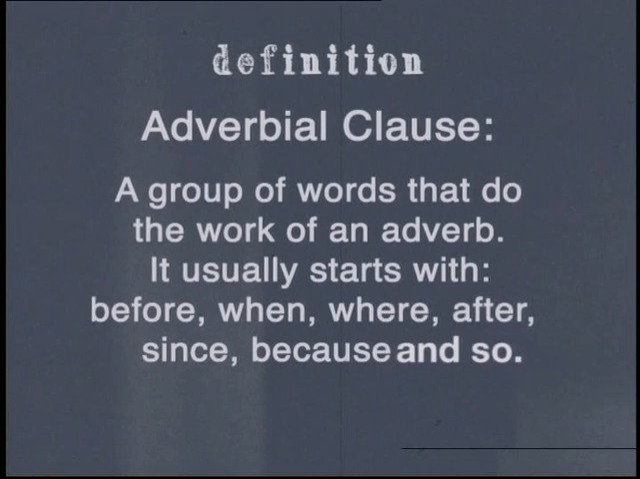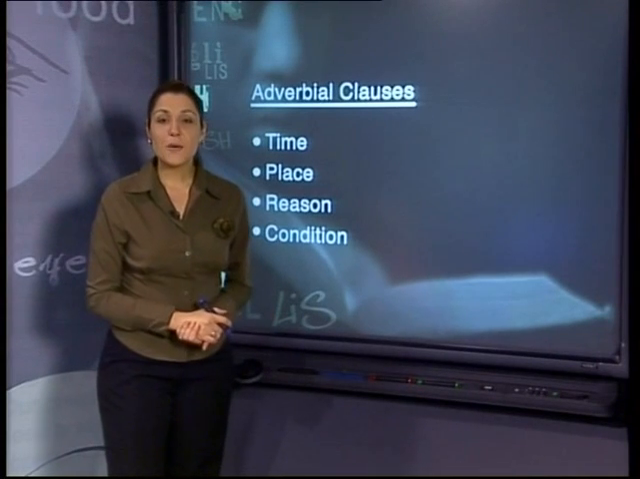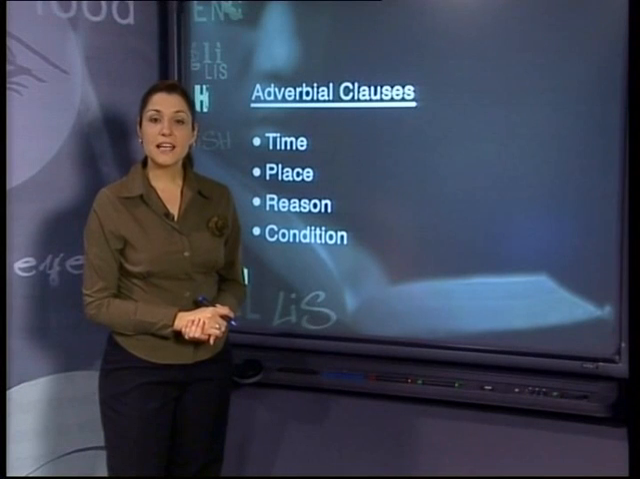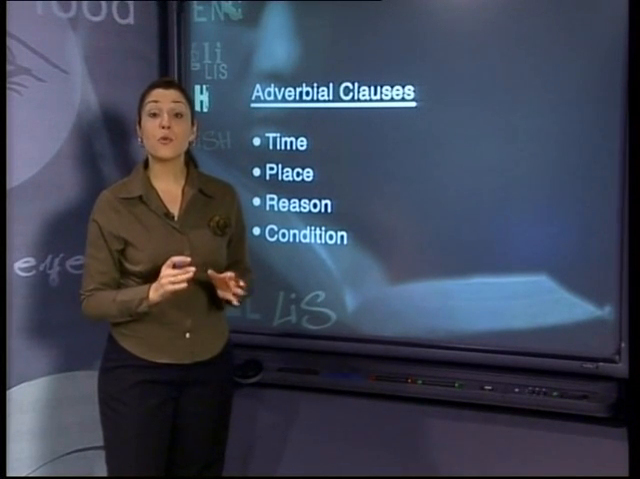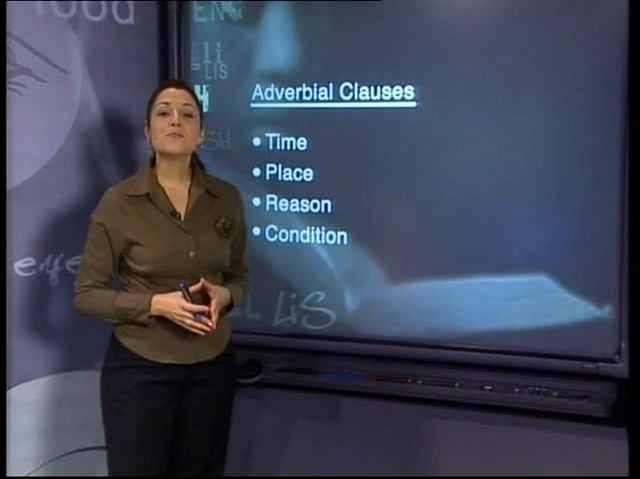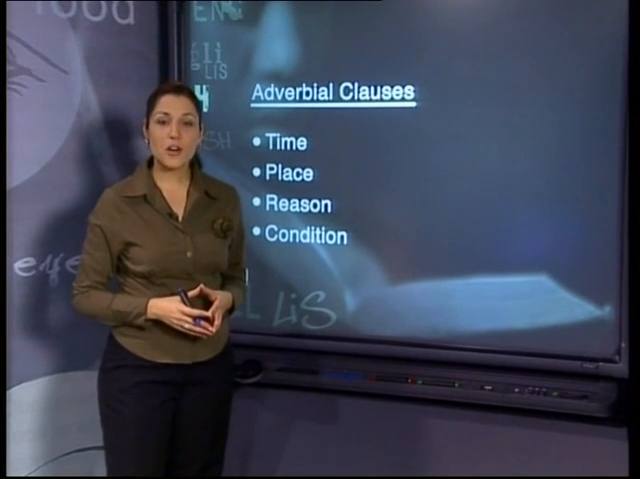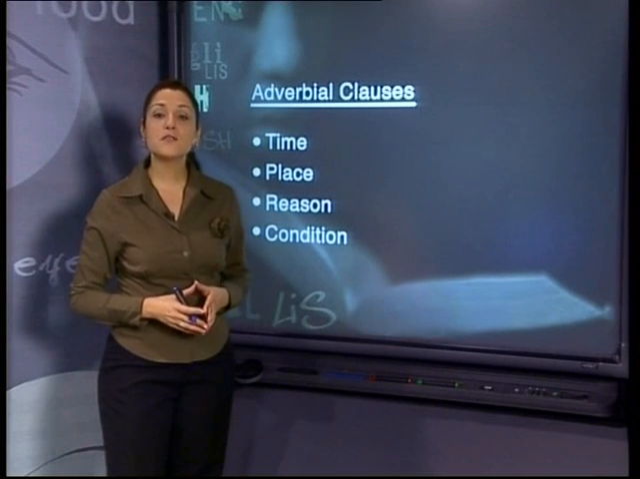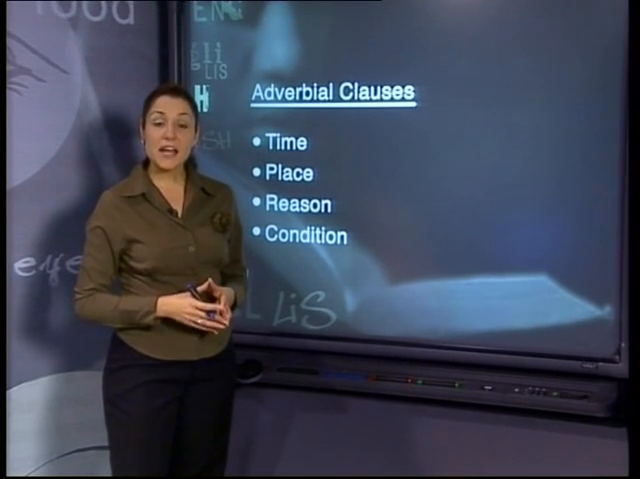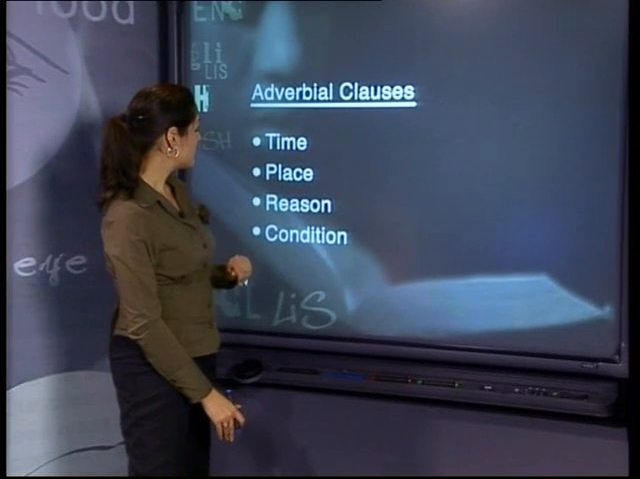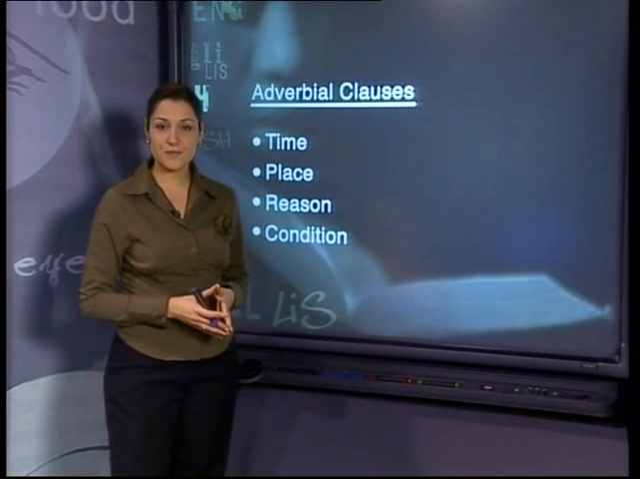An adverbial clause is a group of words that do the work of an adverb. It usually starts with a word like before, when, where, after, since, because, and so. This is really quite easy because we know what an adverb is and we certainly know how to spot a subordinate clause. Now that we've got the background in place, let's move on. We are going to look at 4 different types of adverbial clauses. They are clauses of time, place, reason, and condition.